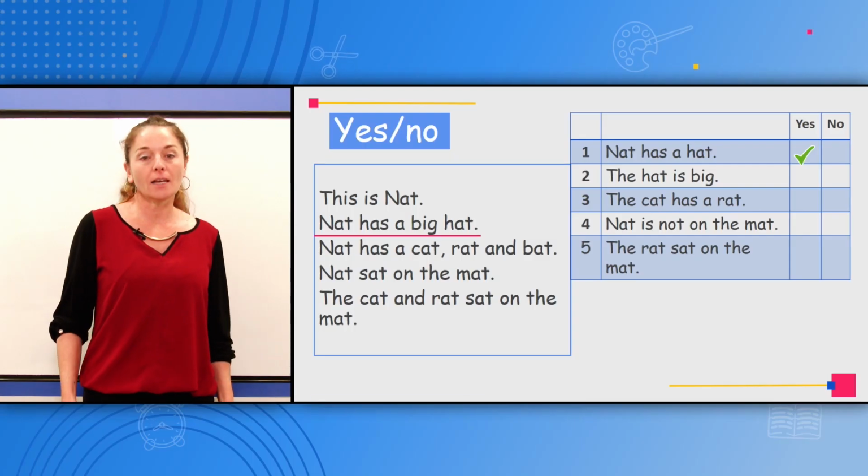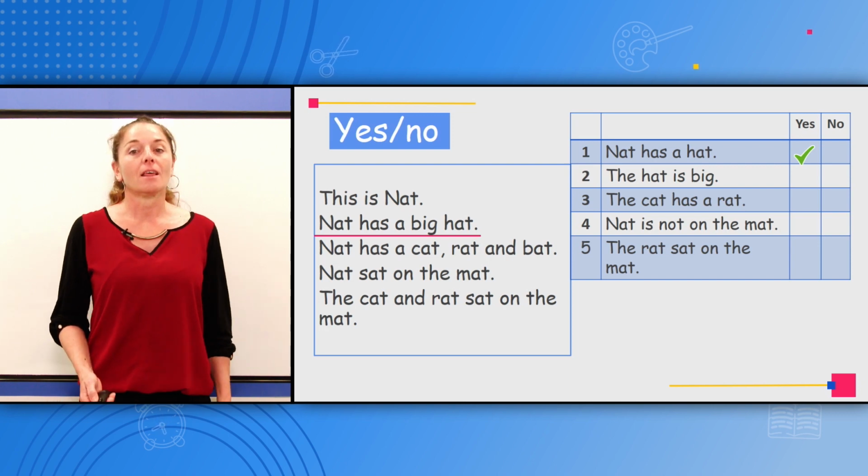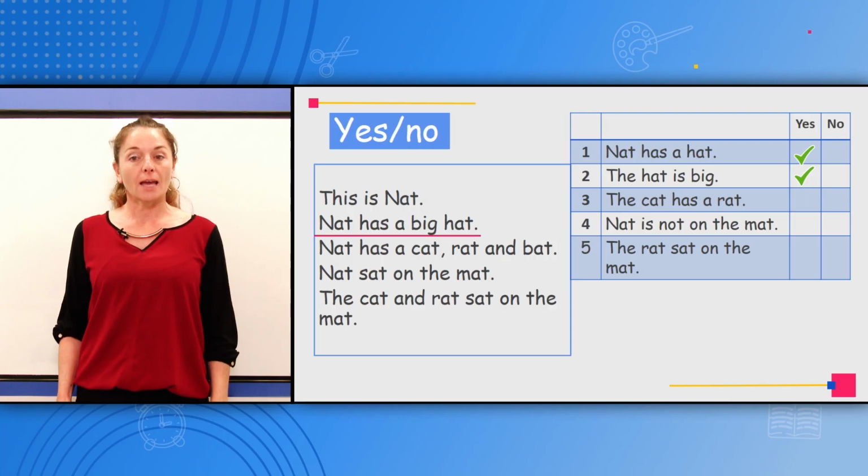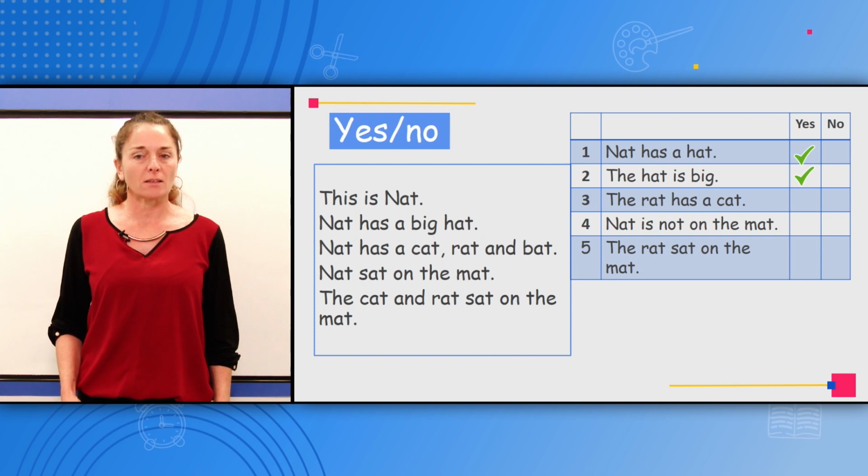Okay, let's check ourselves. Nat has a hat, yes or no? Let's check. Yes, let's see. Nat has a big hat. The hat is big. Yes, we just read this. Nat has a big hat. Always check yourself in a text. Don't rely on memory.